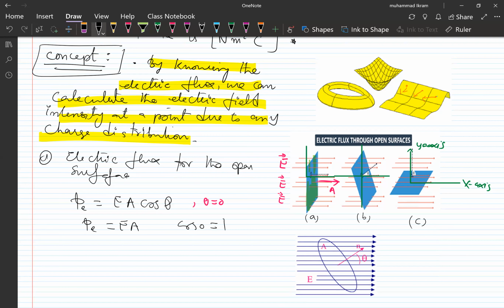That is when the area vector is parallel to E, right? And when the flux is at a certain angle, in this case, it will lie between 0 and maximum, right? And what happens in this case?